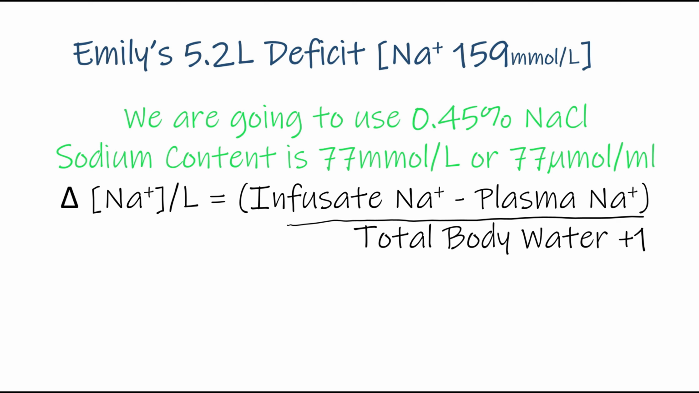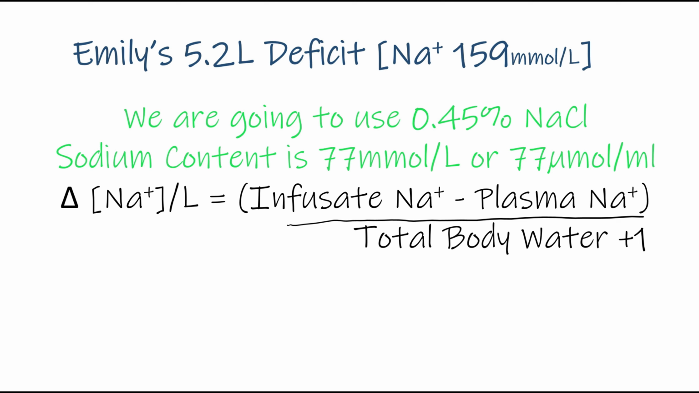And that's that litre. So in this situation, our calculation is 77 minus 159. That's 77, the sodium in 0.45% saline, minus 159, her sodium, multiplied by her body water, 0.55 times her weight, 70, plus 1. And that works out at minus 82 divided by 39.5, or minus 2 millimoles per litre. So 1 litre of half-strength saline will drop Emily's sodium by 2 millimoles.